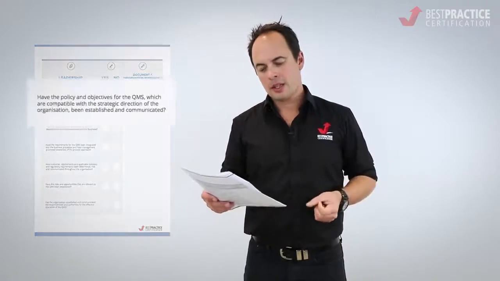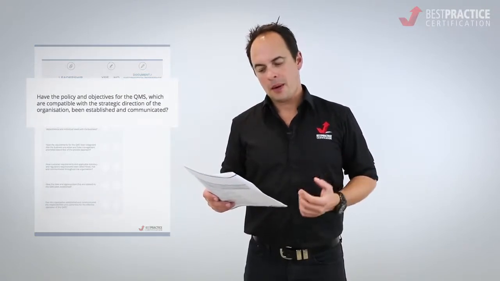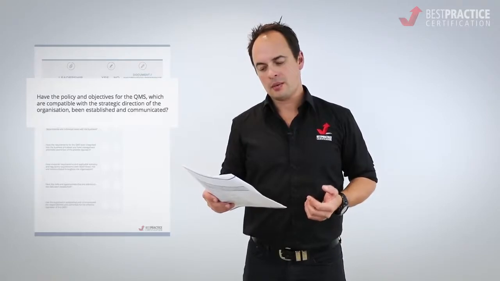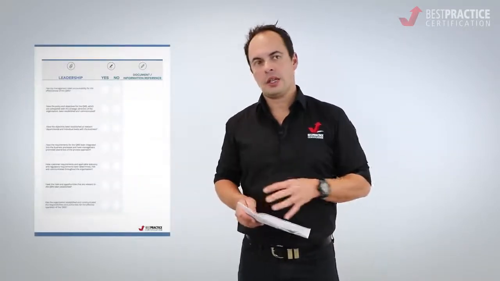Have the policy and objectives for the system which are compatible with the strategic direction of the organisation been established and communicated? Now, we'll jump to it later on in the checklist, but what we look for here is a dashboard of statistics, and then on that dashboard of statistics, we look for some targets, some goals, some objectives. So understanding what it is that you want to achieve as you've outlined in your strategic plan or your business plan, and having those things captured so the business knows where it's going.